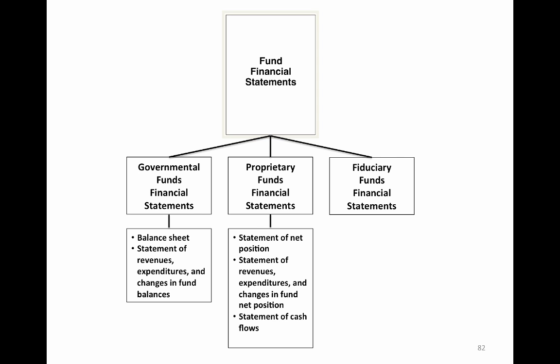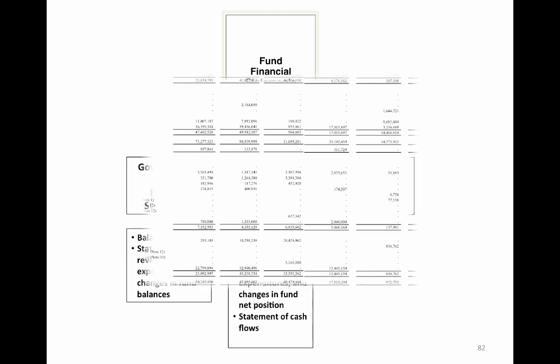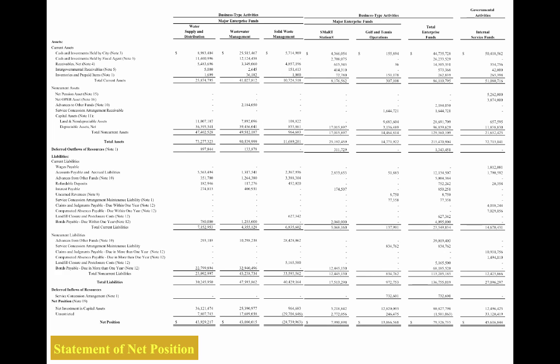There are three financial statements for the proprietary funds, the first of which is a statement of net position. This is required to be presented in the classified format, showing current and non-current separately. Whereas it's optional for the government-wide statement of net position.